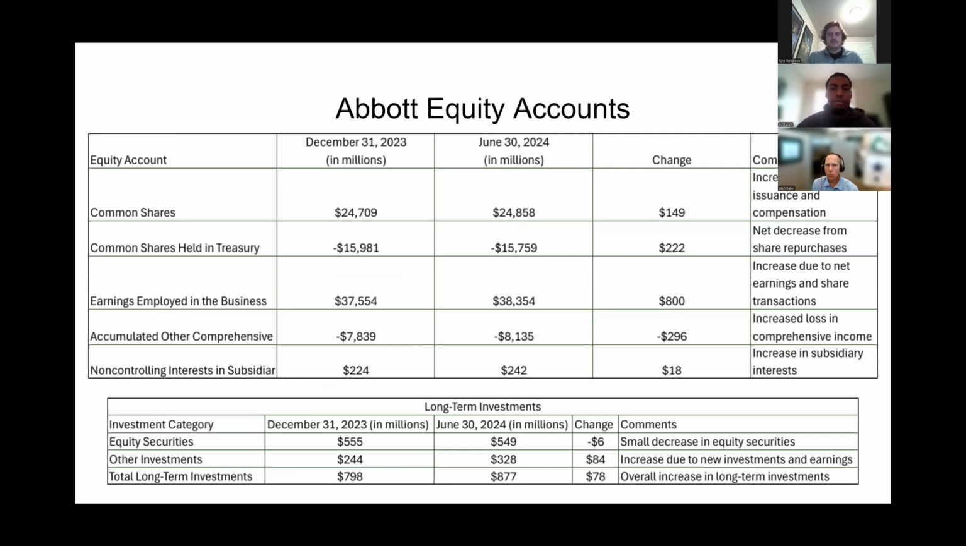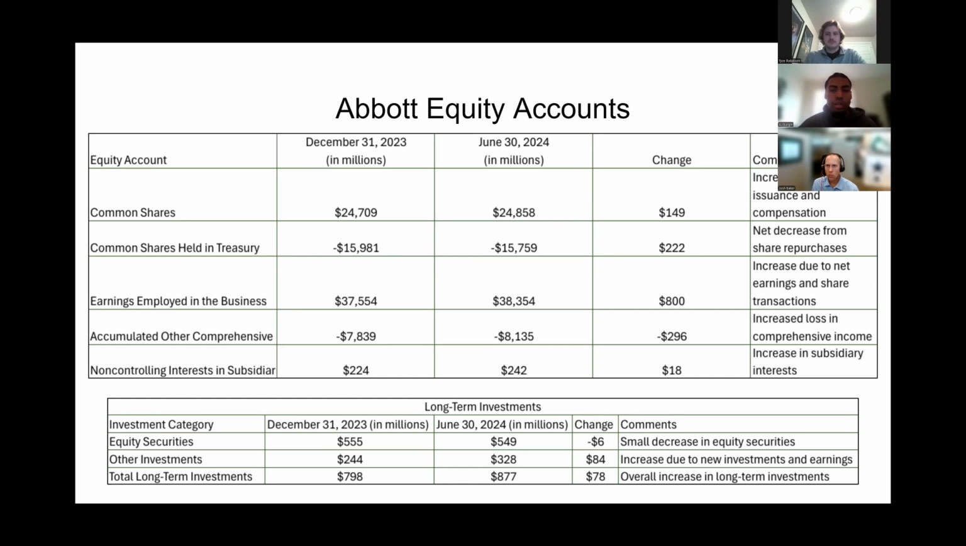Common shares increased by about $149 million, driven by stock issuances and employee compensation. At the same time, common shares held in Treasury dropped over $200 million due to share repurchases, which showcases their focus on returning capital to shareholders. The company's earnings employed in business rose $800 million. Accumulated other comprehensive income loss increased by $296 million, bringing the total to $8.14 billion. And these losses were largely influenced by currency fluctuations as well.